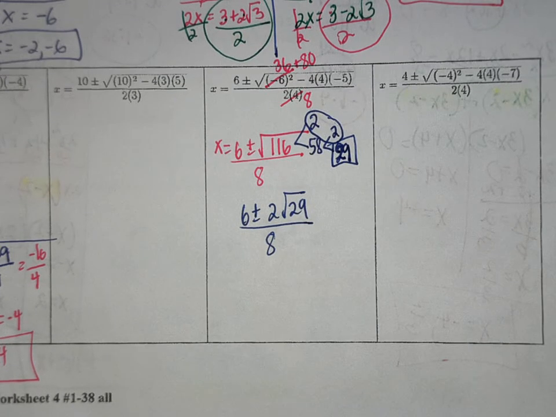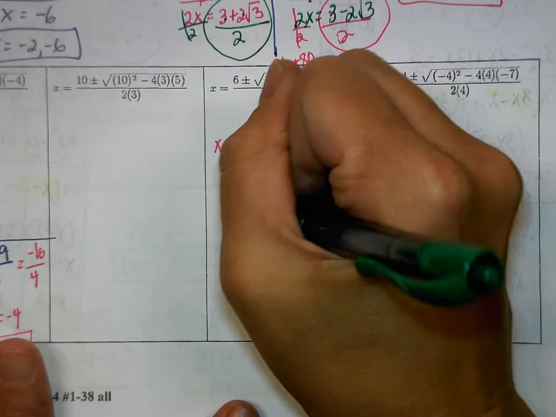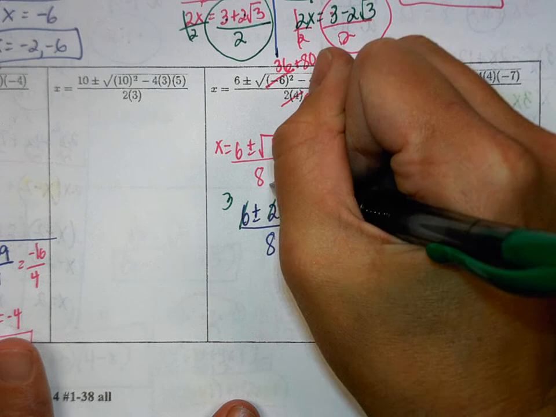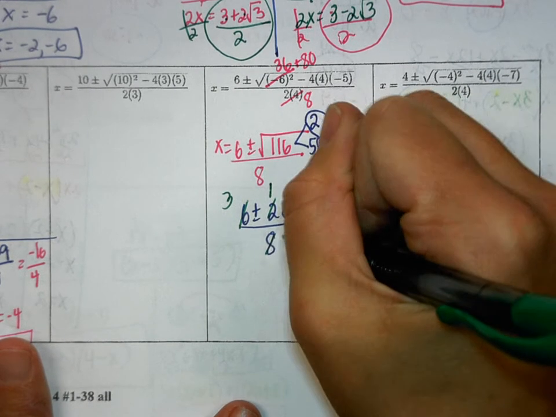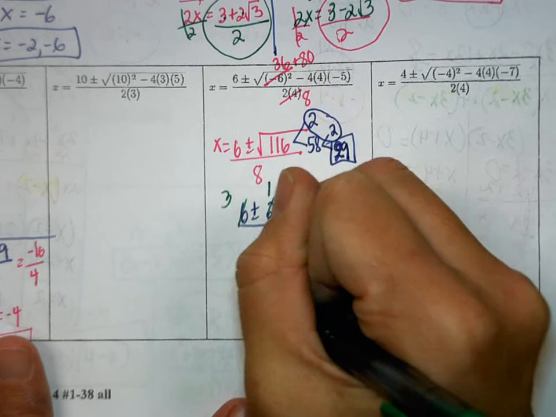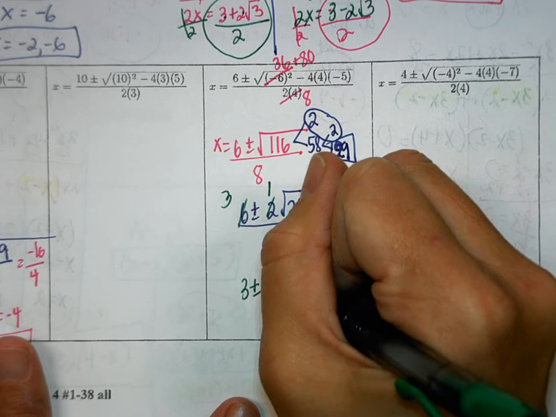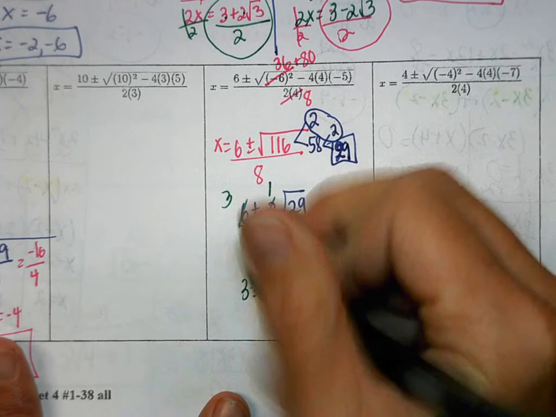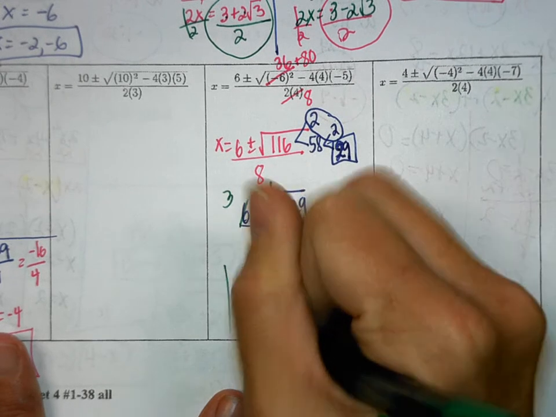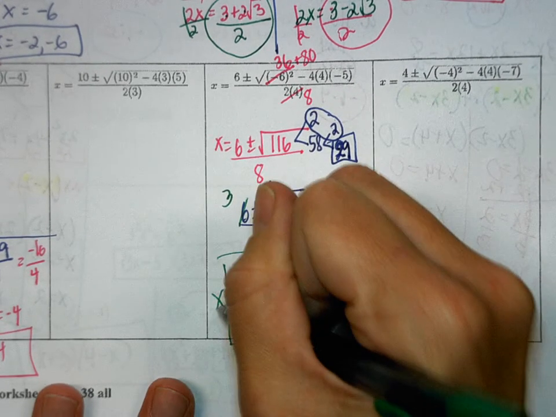They're all divisible by 2. So 6 divided by 2 makes 3. 2 divided by 2 makes 1. 8 divided by 2 makes 4. So we get 3 plus or minus. You can write 1 root 29, or you could just write root 29. You don't have to write the 1. All divided by 4. And that's my answer. Okay, any questions?